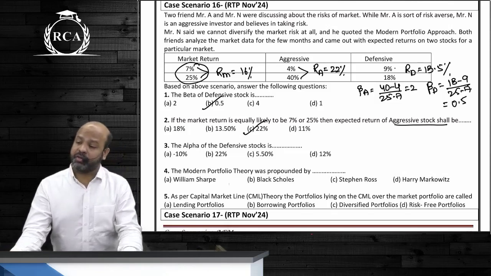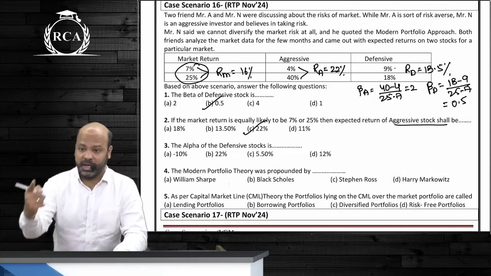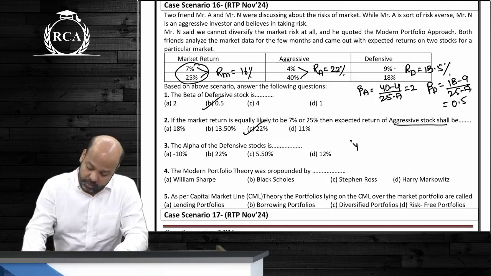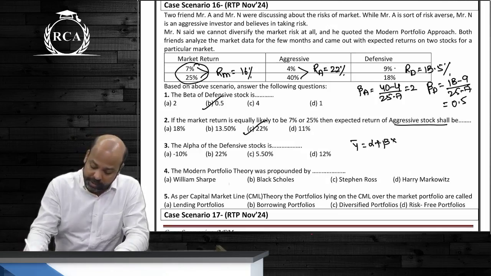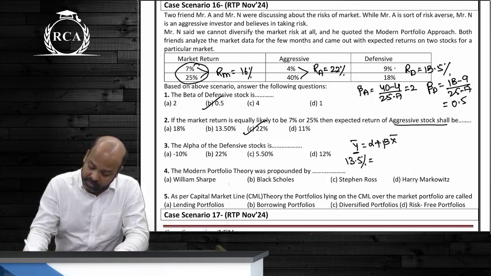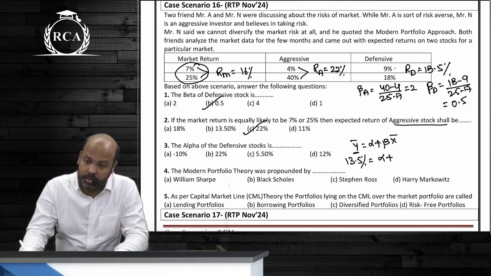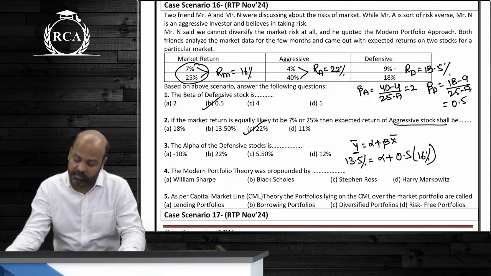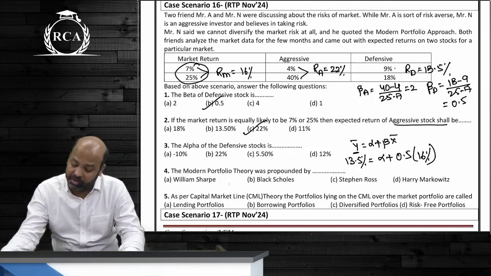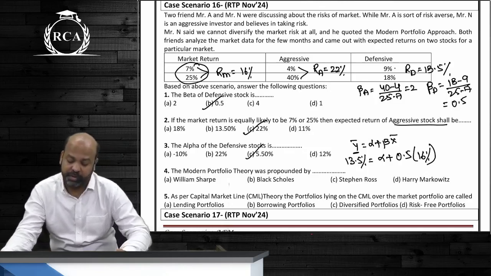Alpha of defensive stock. This is not Jensen's alpha, guys, you have to go as per Sharpe's model. Sharpe's model means which one? Characteristic line. Excellent, proud of you. Y bar is equal to alpha plus beta x bar. Y bar here is security return, 13.5%. Alpha plus defensive stock's beta, how much is it? 0.5. X bar means market return, 16%. Can someone compute alpha? 0.5 times 16 is 8, 13.5 minus 8. Alpha will be 5.5. Write this down.